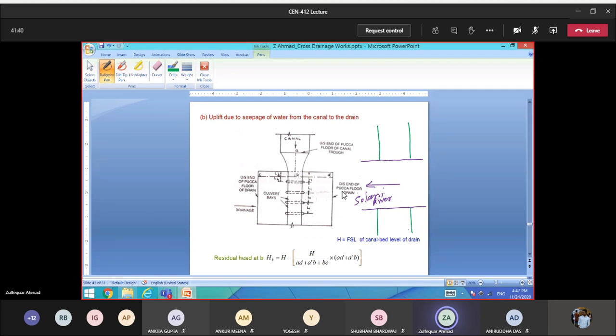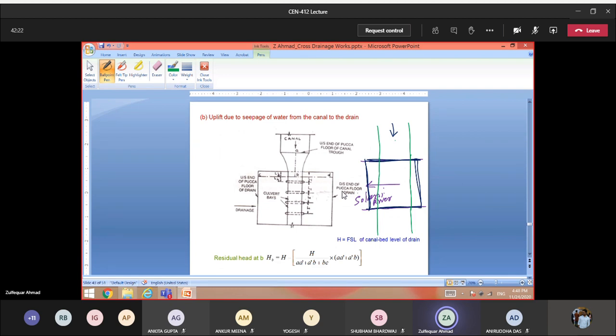And the floor of this aqueduct, of the drain, that is being provided as a raft. So the raft foundation is being provided, let us say this much, with suitable cutoffs in the upstream and the downstream. Now this canal which is flowing like this, because let us say this is an unlined canal, even if it is a lined canal, then there is always a joint.